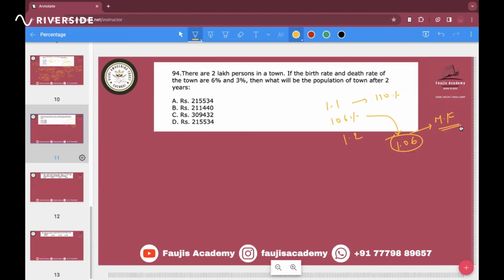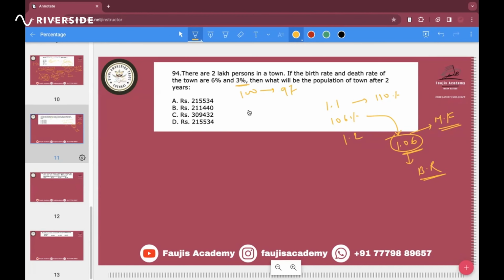Remember it, guys. Same usage in compound interest. If you learn this, you are way ahead of your competition. That's why I'm stressing on it. So this is the birth rate multiplying factor. 3% is the death rate, right? So that means if 100 people were there, at the end of the day, they became 97.